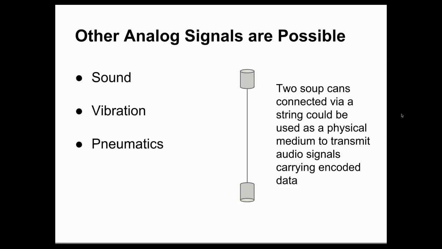Here I have an example of two soup cans being connected by a piece of string. We could technically send audio signals down the string as vibrations, and we could transmit data that way. We don't typically do this, however, because the speed at which the vibration moves down the piece of string is much, much slower than the speed that I could send an electrical signal down a piece of wire of the same length. So we'll typically use electromagnetic signals, but it is possible to use other types of signals.